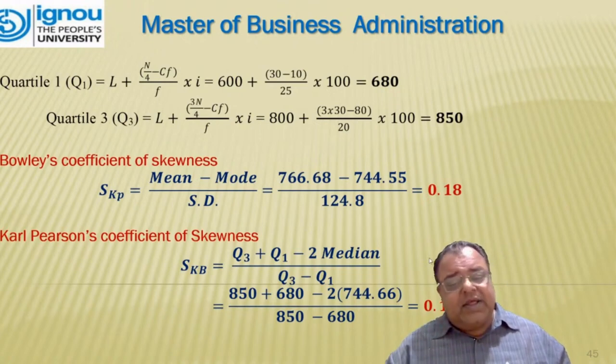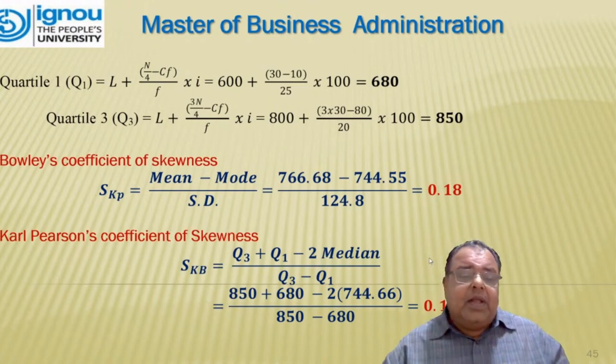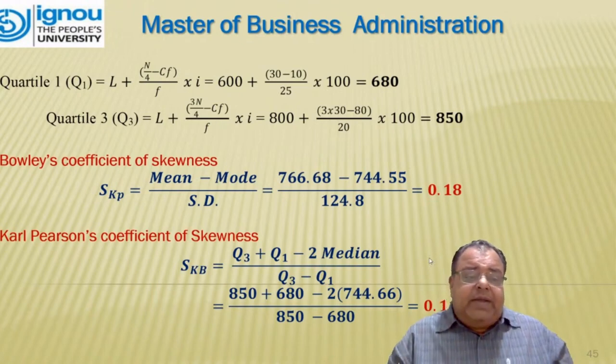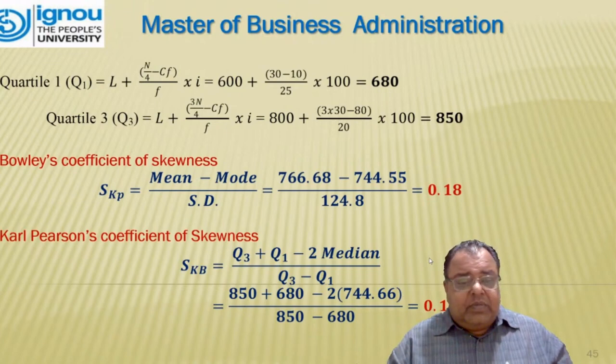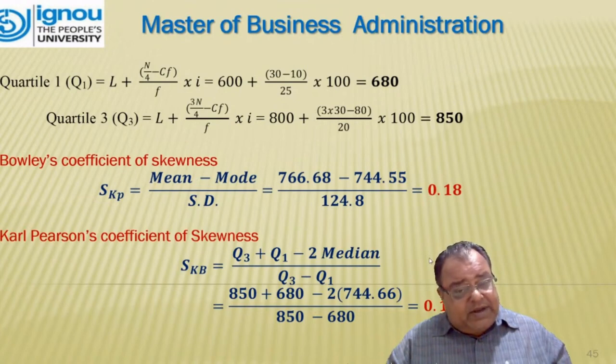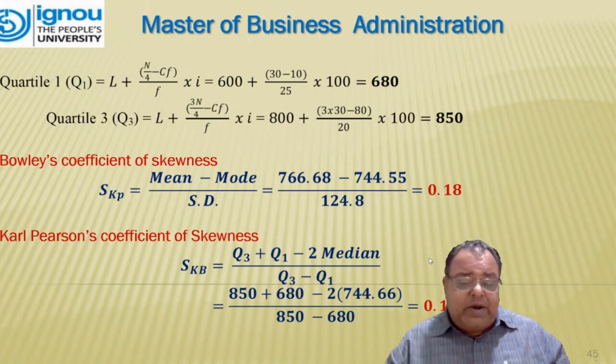Now, what is the formula for Bowley's coefficient of skewness? That is denoted by SKP, mean minus mode upon SD. Mean is 766.68, your mode is 744.55, and your SD, standard deviation, is 128.8.